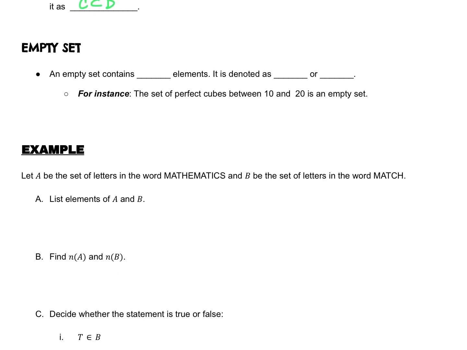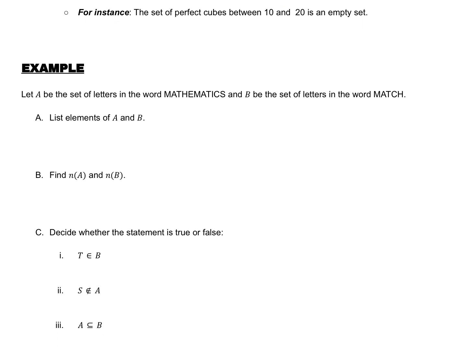The next thing we're going to talk about is an empty set. An empty set contains no elements. It is denoted as a 0 with a slash through it. And of course, you can write it in curly brackets, or you can write it in the empty curly brackets with nothing in between them. For instance, the set of perfect cubes between 10 and 20 is an empty set. Perfect cubes are numbers that you get from taking a number and multiplying it by itself 3 times. So 1 cubed is 1. 2 cubed is 8. 3 cubed is 27. So there are no perfect cubes in between 10 and 20. So we would call that an empty set.